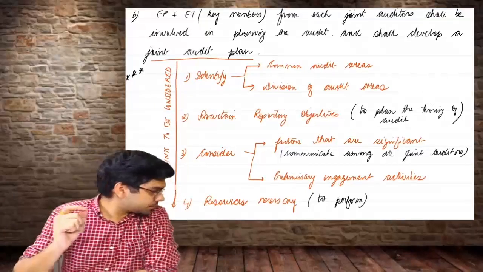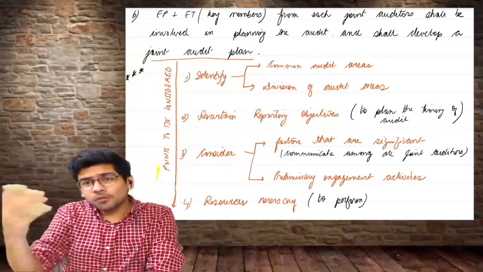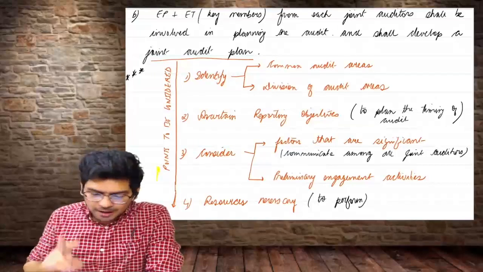So division of audit areas. Identify common areas and identify the work which has been divided. In the plan we have to identify.